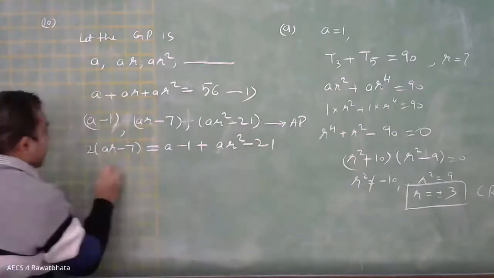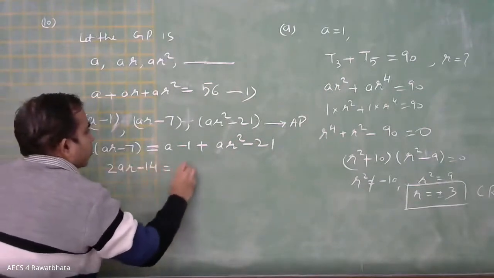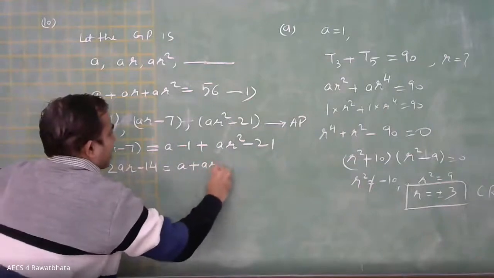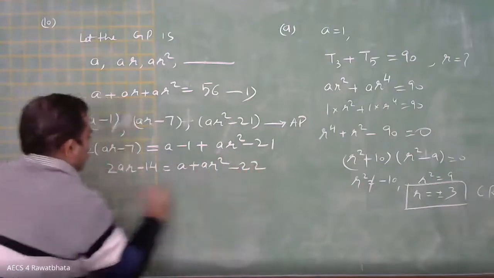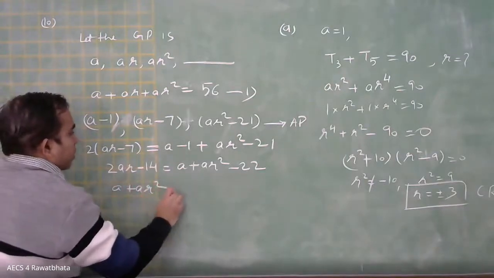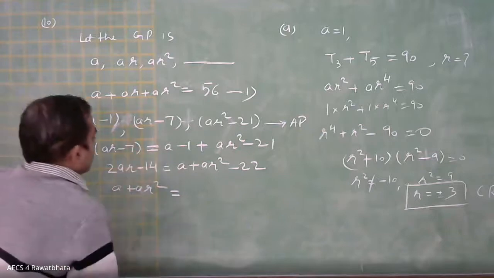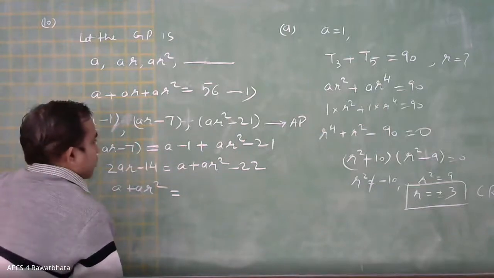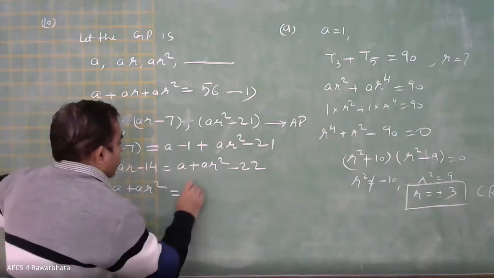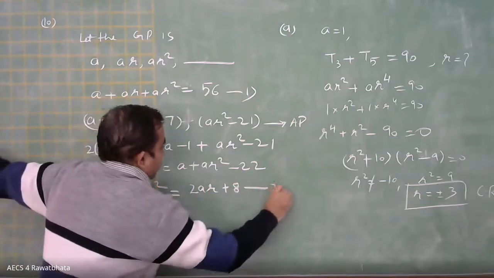So here I get an equation: 2AR minus 14 is equal to A plus AR square minus 22, which will mean that A plus AR square is equal to 22 minus 14, how much? 8. 2AR plus 8. This is my equation number 2.